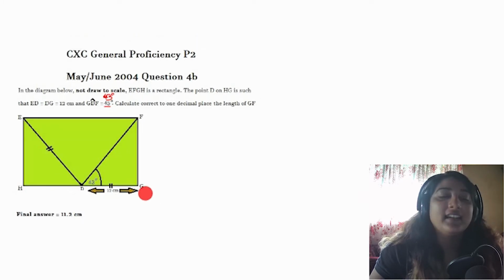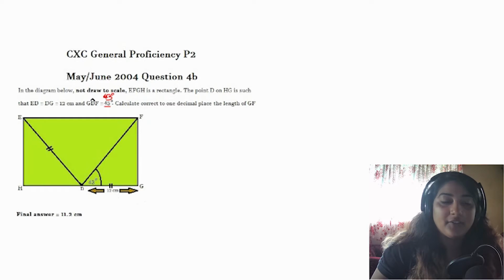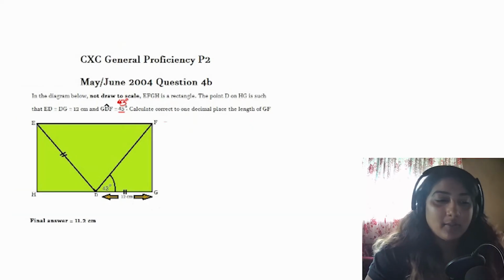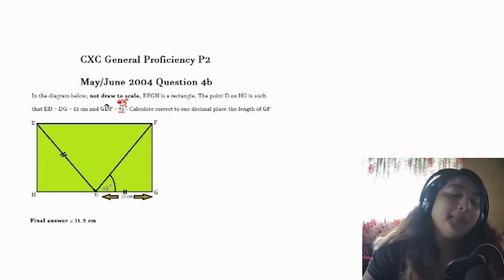And we're going to be using the information we're provided with to calculate the length of the side GF. And they want it correct to one decimal place. Let's see how many of us were able to get the correct answer of 11.2 centimeters. We're going to start off by looking at the problem.